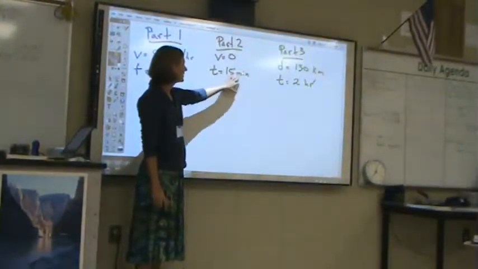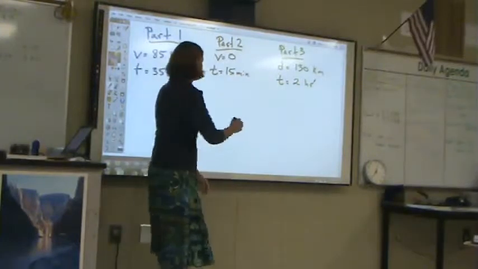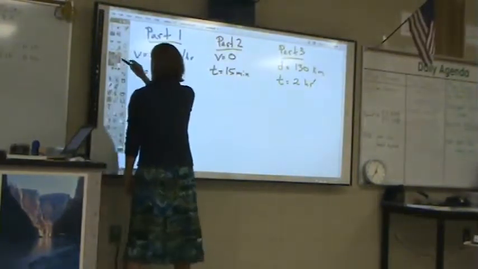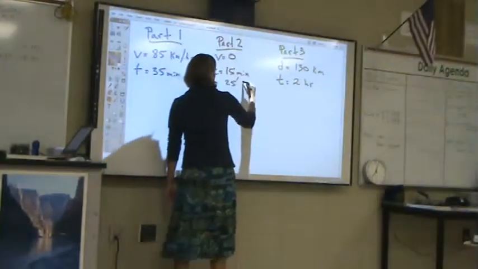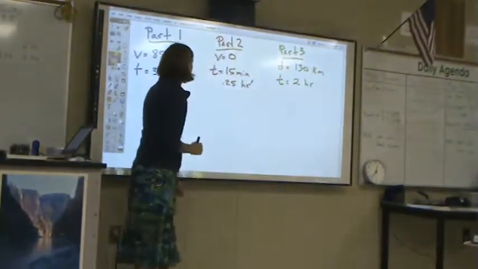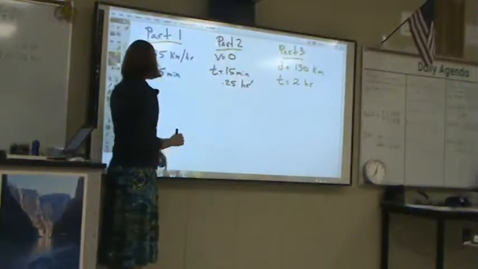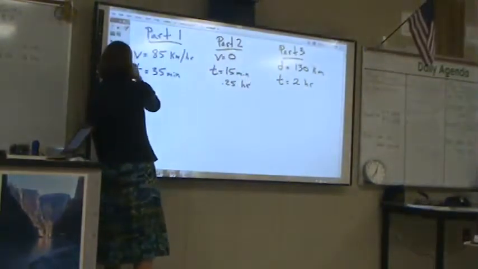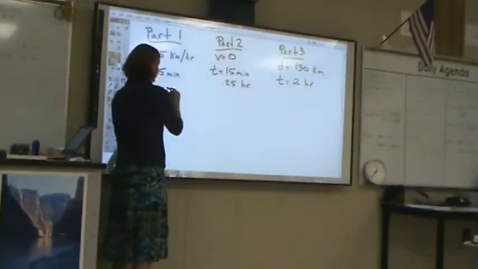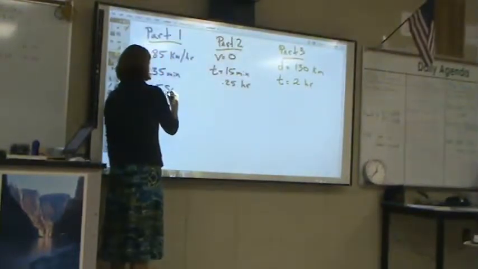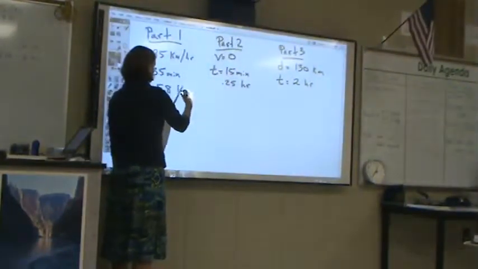15 minutes. How much of an hour? Quarter of an hour. And 35 minutes? 0.5833. You got it? 0.58? Yes, sir. Thank you. I always do require calculator help.